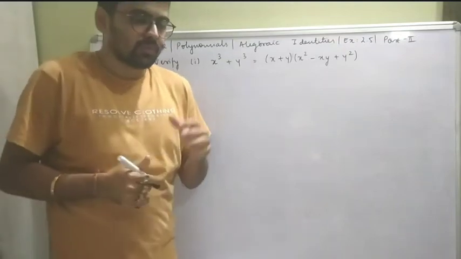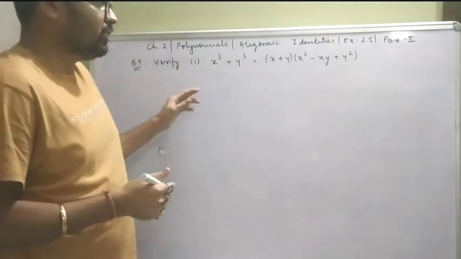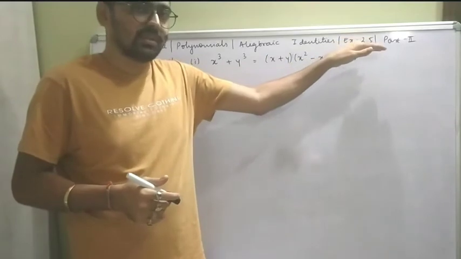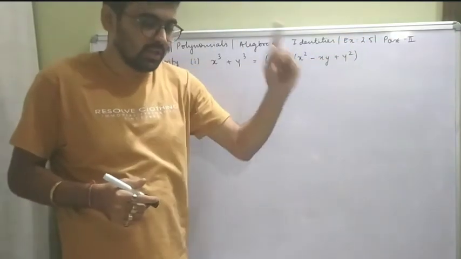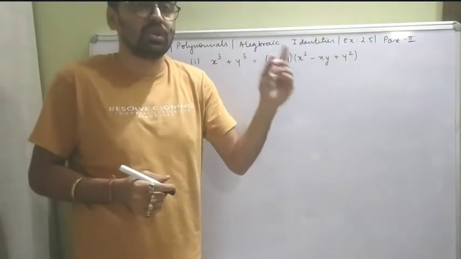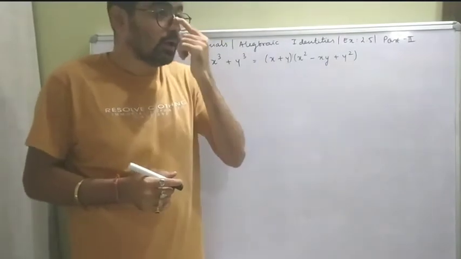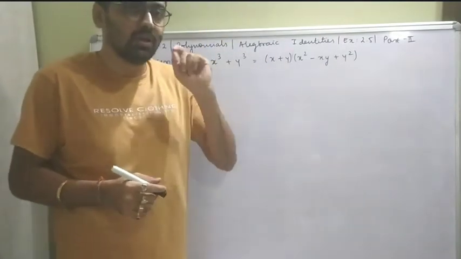Welcome all of you. Today we are going to continue the algebraic identities exercise 2.5 part 2. In the first part we have already solved question number 1 to question number 8. Today we are going to start with question number 9.